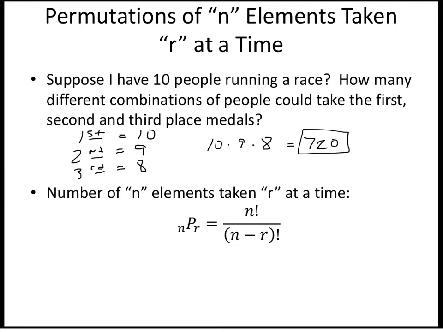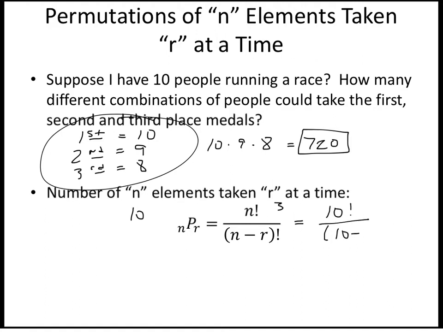Well, that's taking 10 people and arranging them 3 at a time, for first, second, and third place. So we call this a permutation of n elements taken 3 at a time. So nPr is going to be n factorial, which was 10 factorial, since n was 10, divided by 10 minus 3 factorial. So that ends up being 10 factorial divided by 7 factorial.